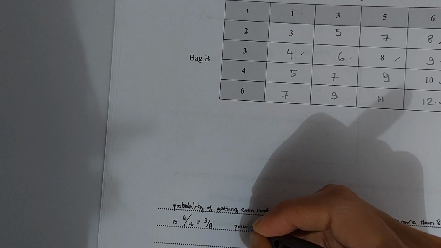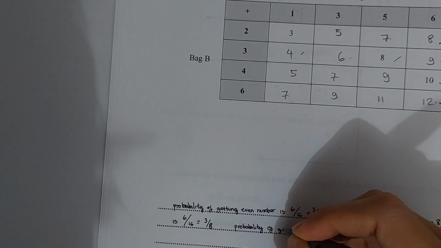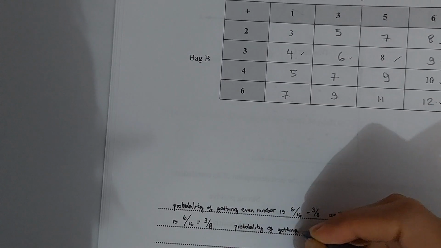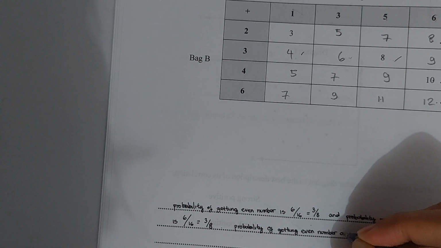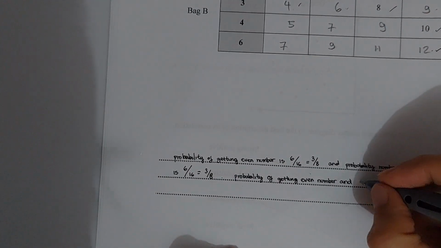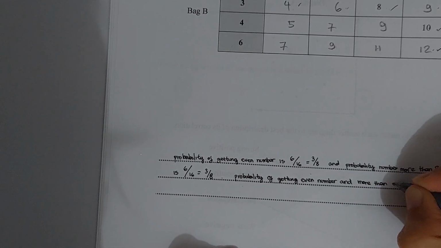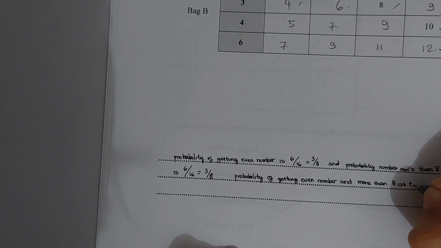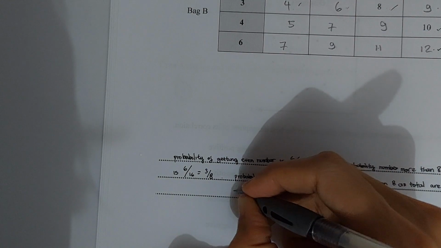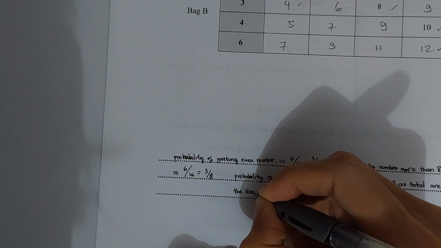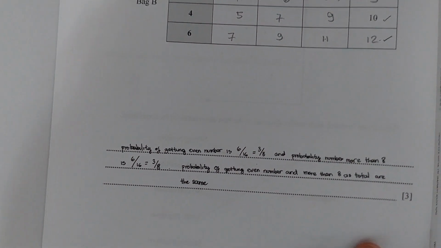So the probability of getting an even number and more than 8 as total are the same, like that. Yeah, like that one. We go to the next one.